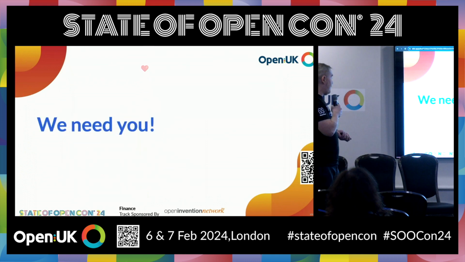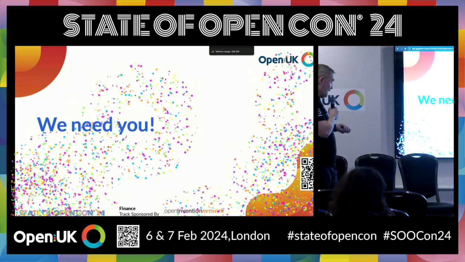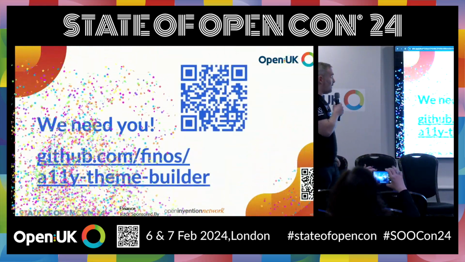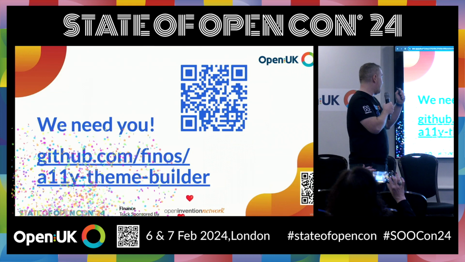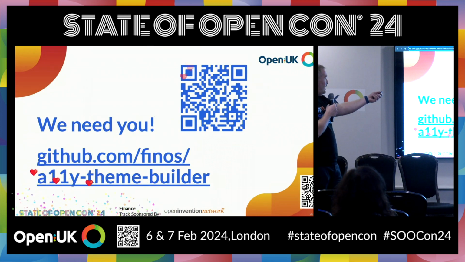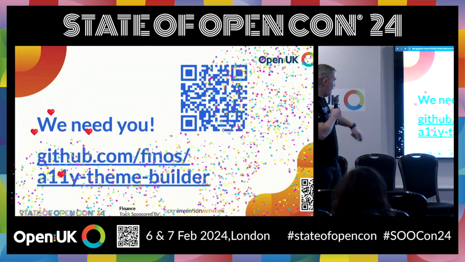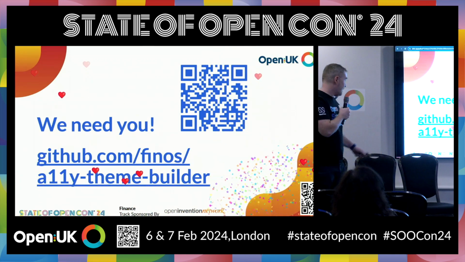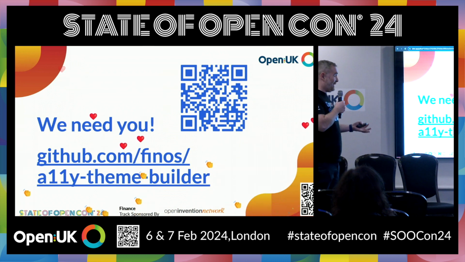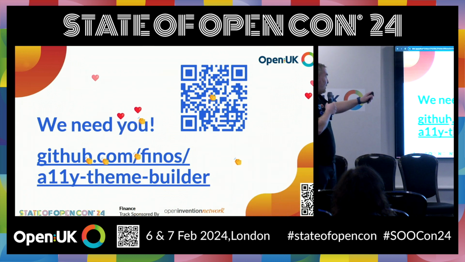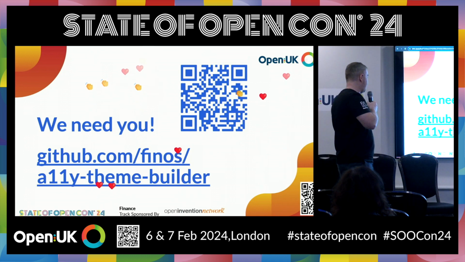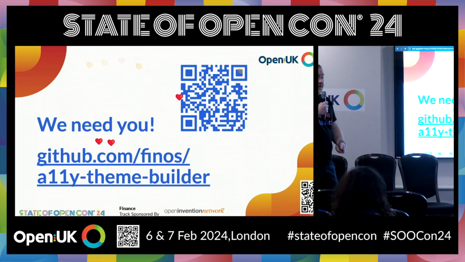So I think I'm really out of time, so we have to do something. I need all of you to come and help us do what we have envisioned for this project. The QR code will take you to the GitHub repo. But if you go to FINOS, you're going to find the accessibility theme builder, or you go to github.com/finos/a11y-theme-builder, with hyphens. So come join us. This is going to be an amazing adventure.